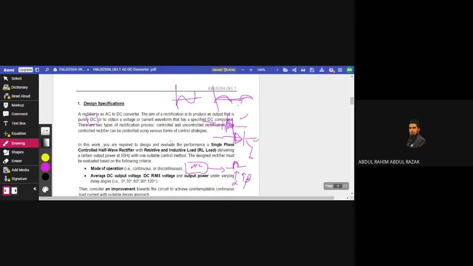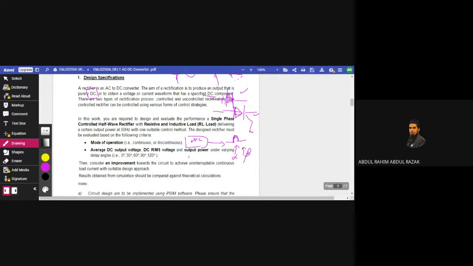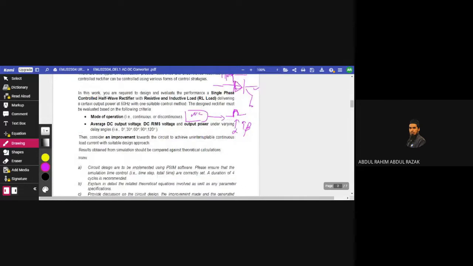In this work, you are required to design and evaluate the performance of a single phase controlled half wave rectifier with resistive and inductive load. Now we use R, later we need to use R and L. So you deliver your power into a controllable device here, into R and L. Output power 50 Hz. The design rectifier must be evaluated based on the following criteria.